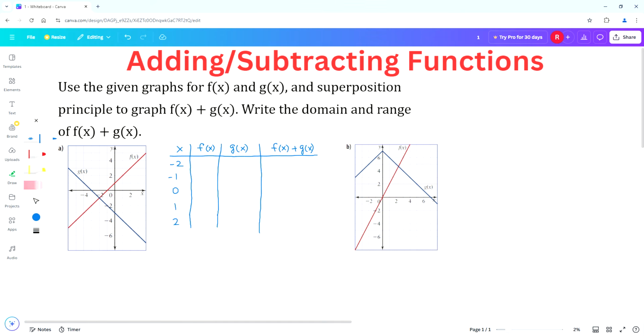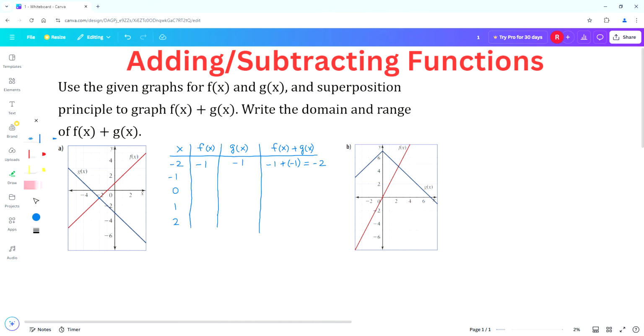At x equals -2, f(x) is equal to -1. It's this point here on the graph. g(x) is also equal to -1 at x equals -2. Therefore, at -2, f(x) + g(x) is equal to -1 plus -1, which is equal to -2.